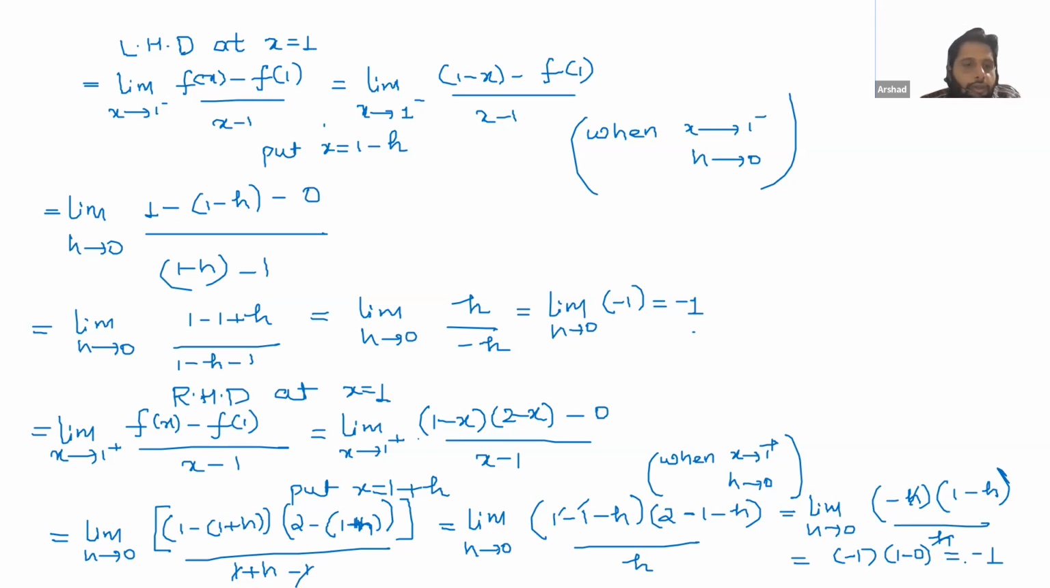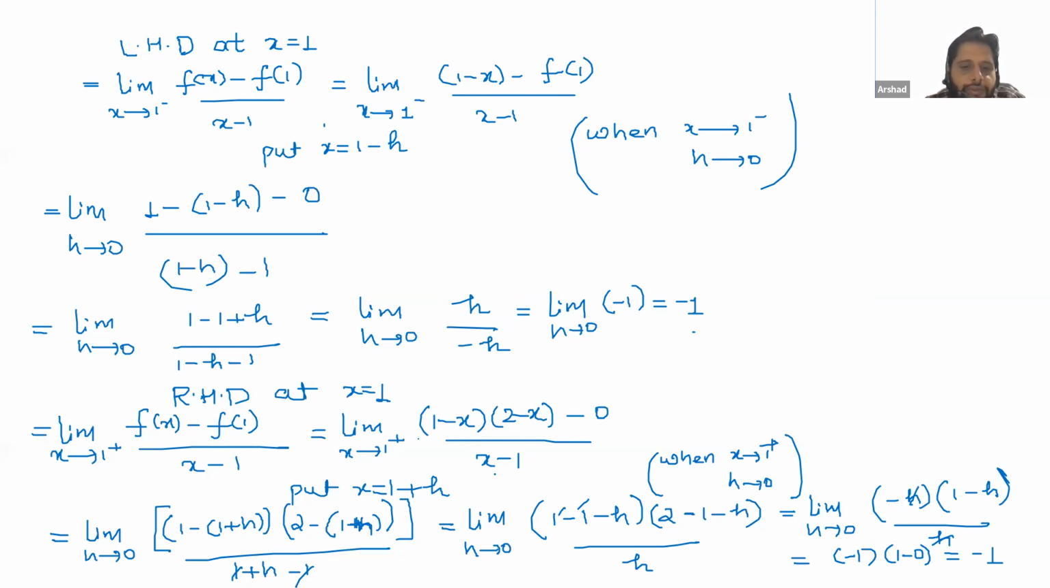Before putting x is equal to 1 plus h, solve the polynomial, that is correct. Solving the polynomial is better, Umair, that you put the value and then solve it. But let me check what you have done here. That will give you the same result. Yes, please share the pic of this. This will give you the same result.